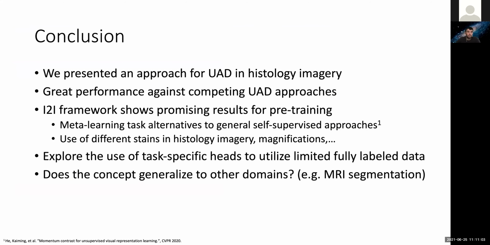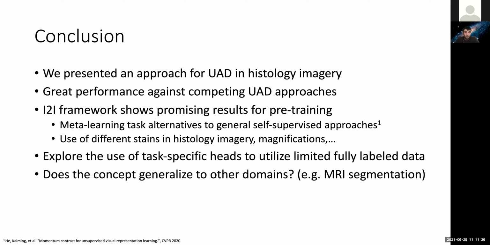So to conclude, we presented an unsupervised approach for visual anomaly detection in histology imagery that significantly surpassed current unsupervised approaches, as well as almost reached the performance of the supervised counterparts. We think that this concept is very applicable also for general pre-training, especially in the medical imagery domain, where you have, for example, different stains of the tissue, different magnifications, different contrasts, for example, that are used in MRI scans, that can all be much better utilized in more meaningful meta-learning tasks in comparison with current self-supervised approaches.